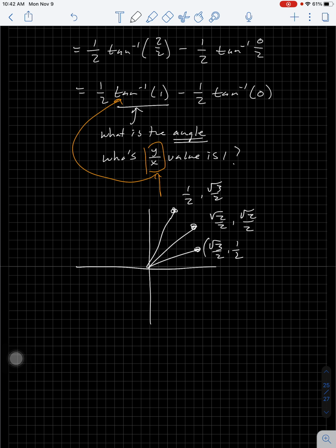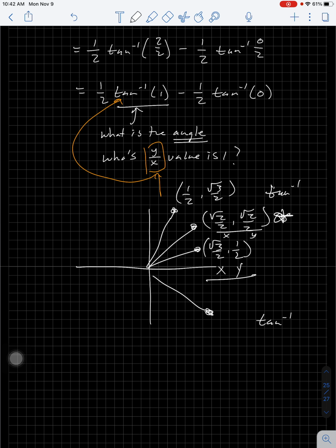Okay? So I want to take the y and divide it by the x. Right here, I'm going to get 1 over root 3. That's not it. Right here, y over x, root 2 over 2 over root 2 over 2, this is going to give me 1. So this is where this is happening. And because it's a positive 1, I am in quadrant 1. If it was negative, it would be down here. Remember, for tangent inverse, I'm only looking in quadrants 1 and 4.